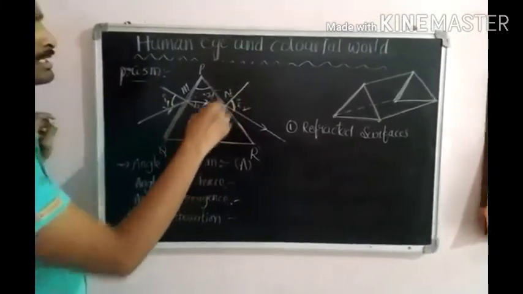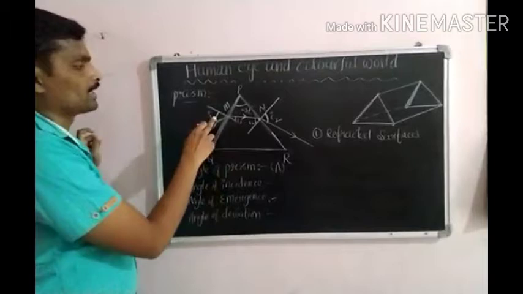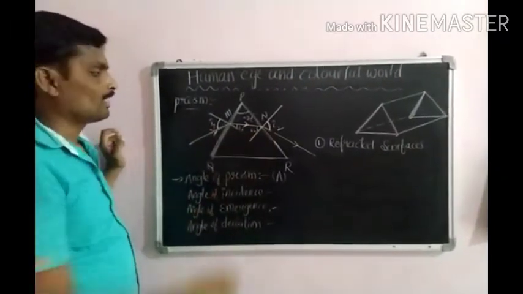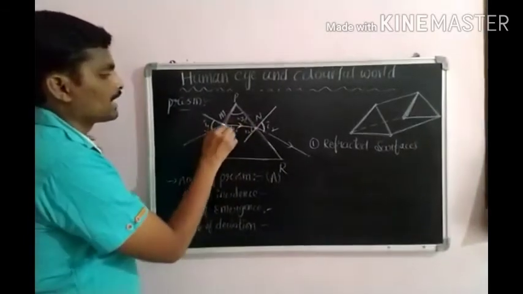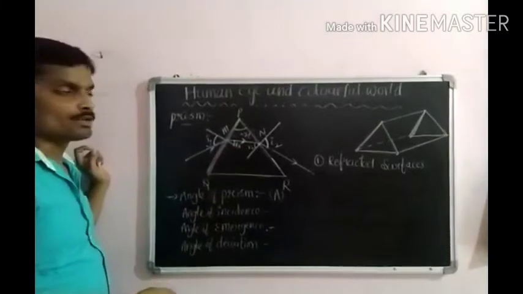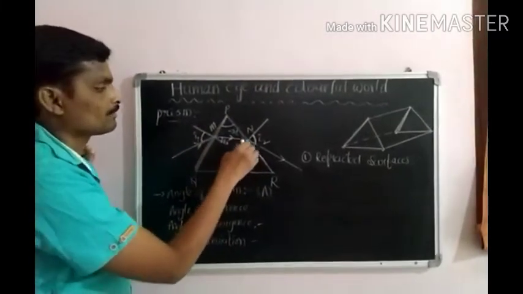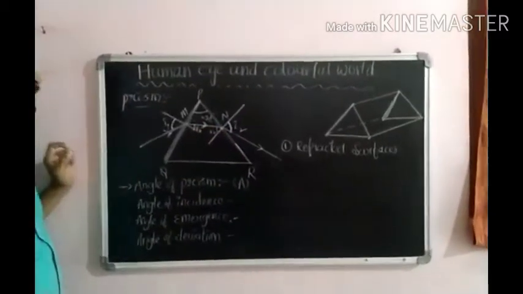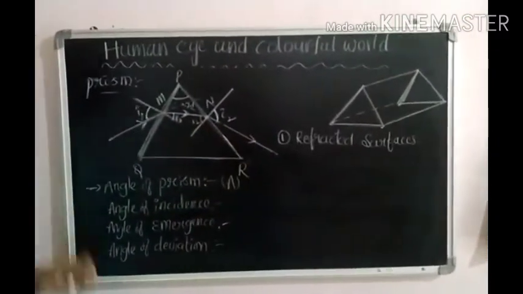This is the angle of emergence. Let me consider that angle as I1. That angle is I2. This is the refracted ray. This is the angle of refraction, that is R1. This refracted ray acts as an incident ray to the second surface. So this is the angle of incidence to the second surface. This is the emergent ray.